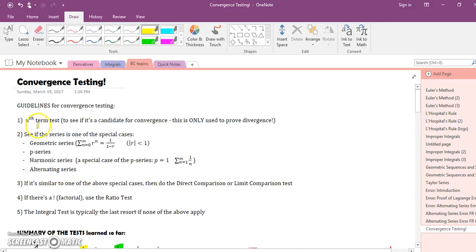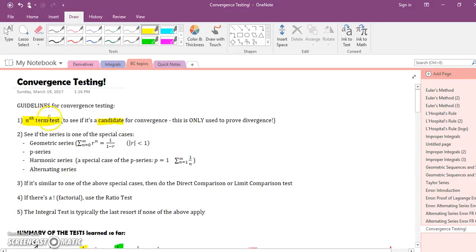The first thing that you should always do whenever you're given a series and you want to see if it converges or not is use the nth term test. This is going to see if it's even a candidate for convergence. Now, this is only used to prove divergence. So if you do the nth term test and you see that it diverges, then you can't even try anything else because you're done. If it doesn't diverge, it's a candidate for convergence. It doesn't prove it converges.